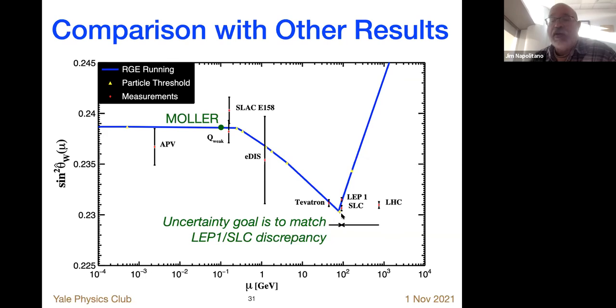I should remember what the specific measurements are. One of the interesting things about the LEP and SLC points is they're different reactions. I think SLC is a measurement of hadronic final states, and LEP is a measurement of leptonic final states. That's where they got the highest precision, and they don't agree.